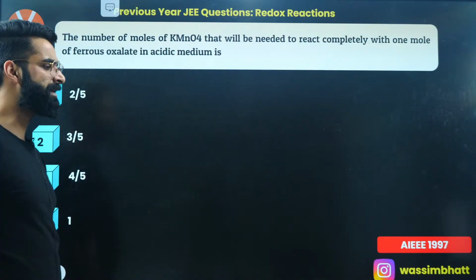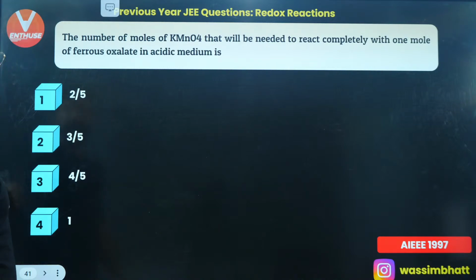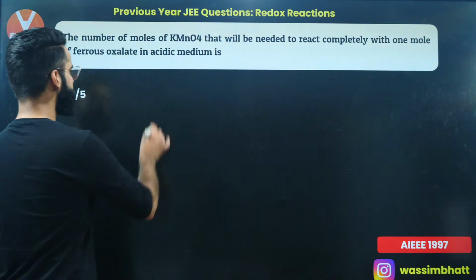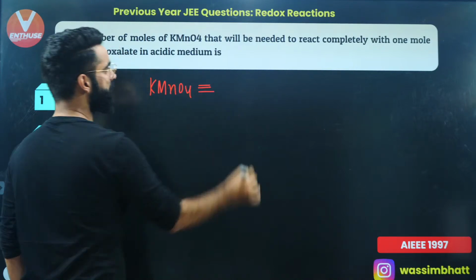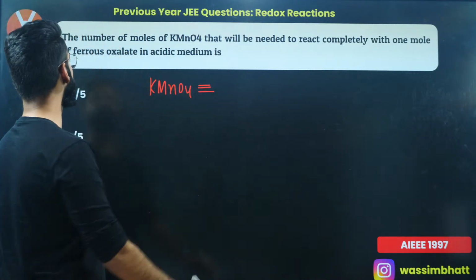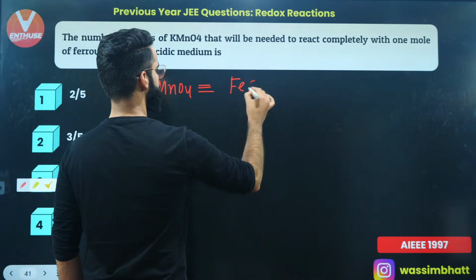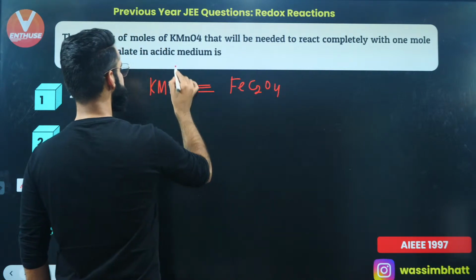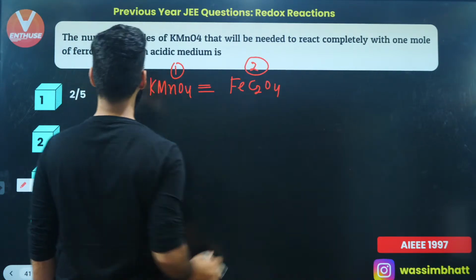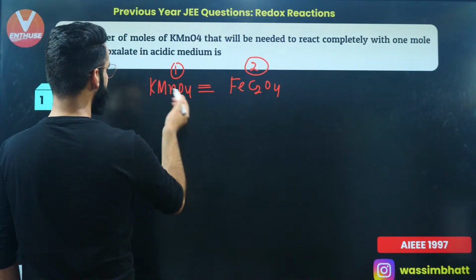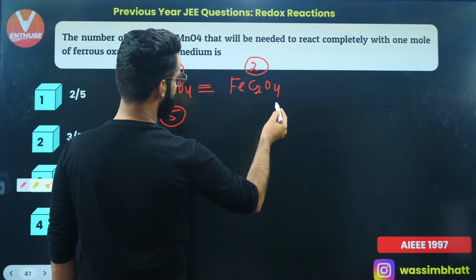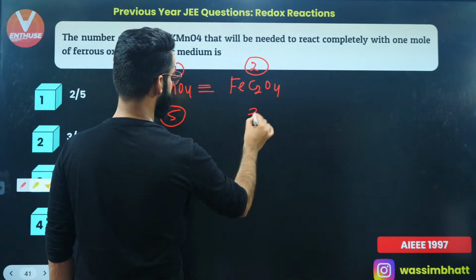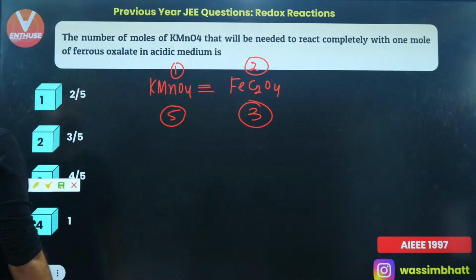All right, 1997 AIEEE question. The number of moles of KMnO4 that are needed to react completely with 1 mole of ferrous oxalate. Let's call this number 1 and this number 2. The N factor of KMnO4 in acidic medium is 5. The N factor of ferrous oxalate is going to be 3. That's something which we have discussed.